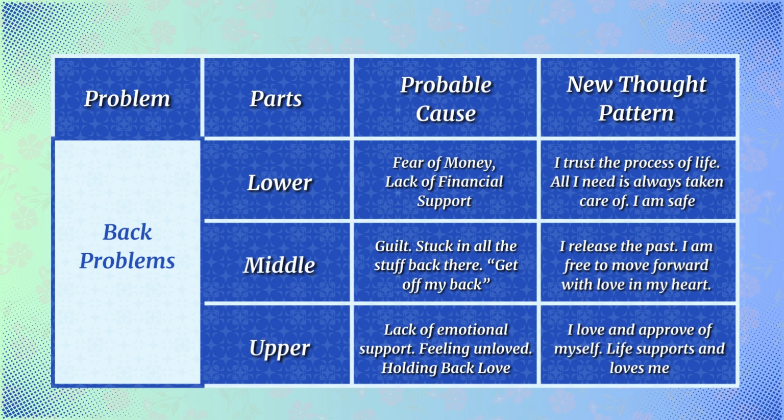So you don't have emotional support in your life, you don't have emotional support from your family members, and also you don't like to give love to others because of your past experiences and past heartbreaks. The new thought pattern is, I love and approve of myself, life supports and loves me. So these were the problems related to the back. Now we will move on to the next slide to talk about the rest of the problems and their emotional causes.